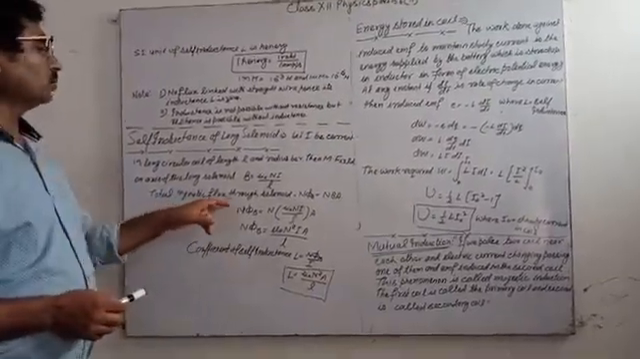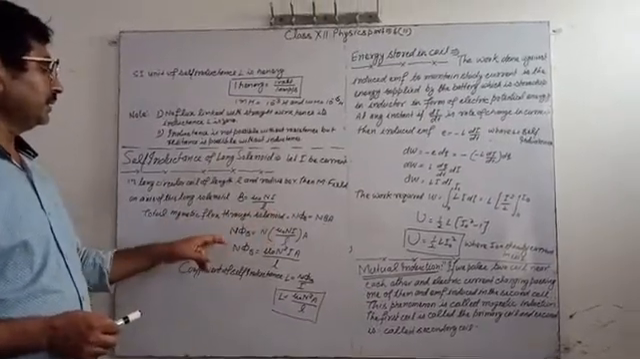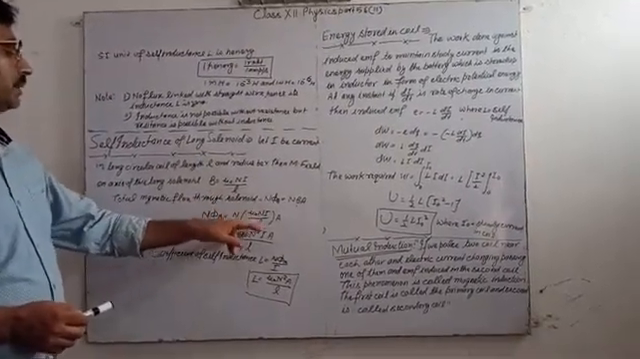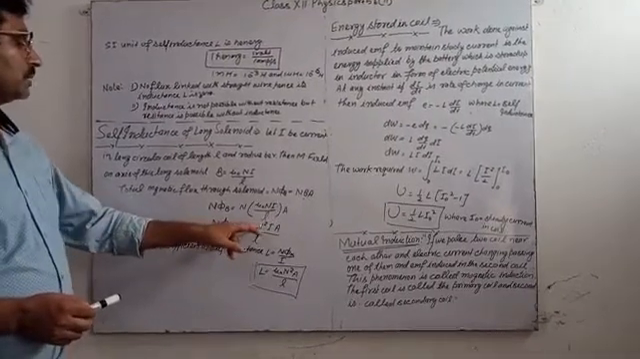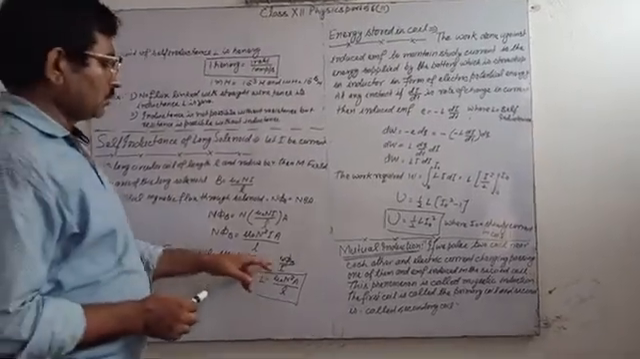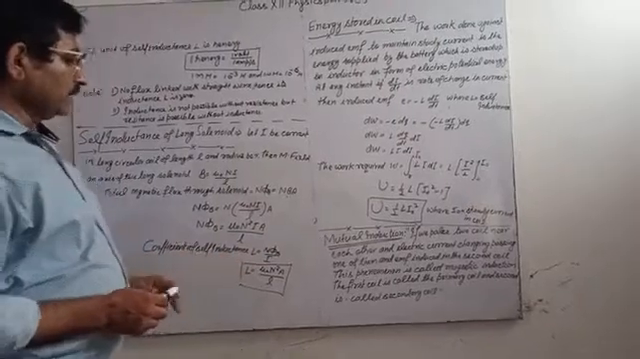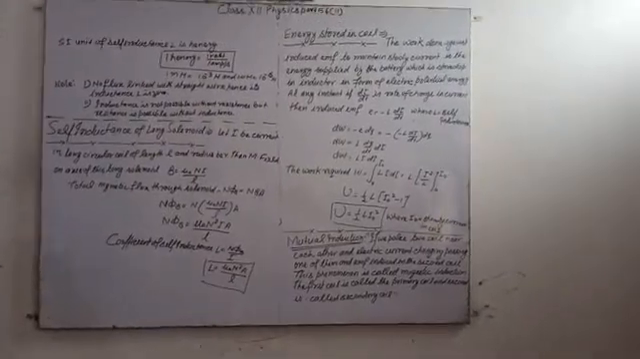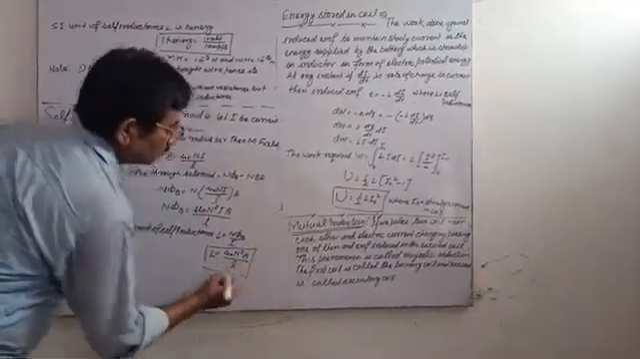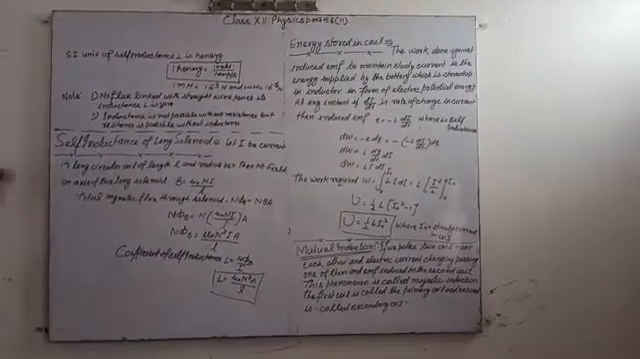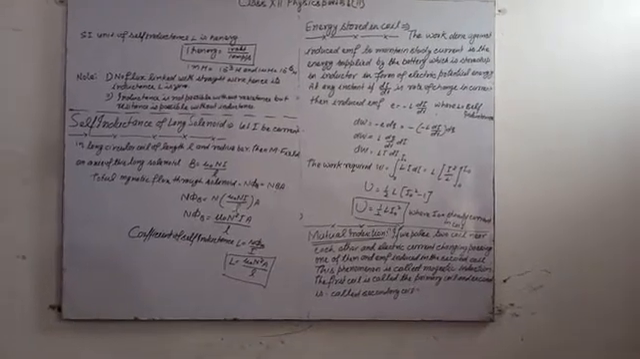Total magnetic flux through the solenoid is N phi B, that is N B A. Put the value of B, mu naught N I upon L, into it: N phi B equal to mu naught N square I A by L. Coefficient of self inductance from the definition, L equal to N phi B upon I, therefore L equal to mu naught N square A upon L, where mu naught is the permeability of free space.